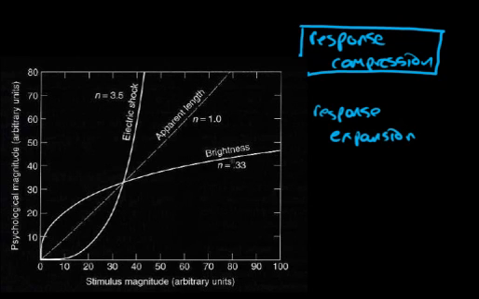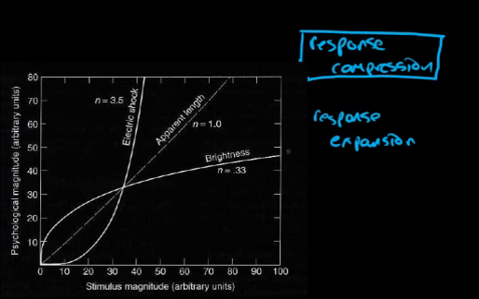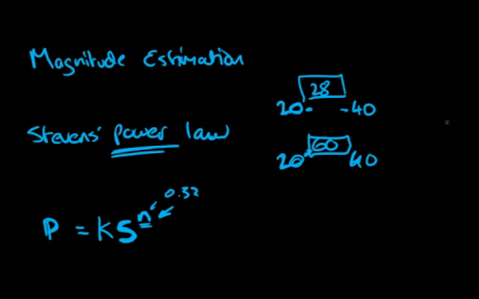So when the exponent is less than 1, we have response compression, and when the exponent is greater than 1, we have response expansion. And you can see here for line length, we actually have a linear result where we perceive no expansion or compression, and we're pretty accurate at that. This law doesn't hold in all cases, and there are some people who debate it, but I just wanted to introduce you to magnitude estimation as a means of studying perception, and then to Stevens' power law, which came from that.